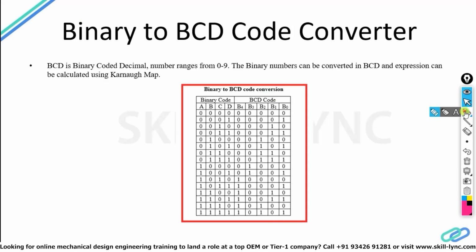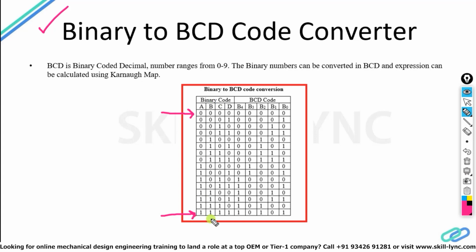So the next thing is the binary to BCD code converter. Now, you have a binary number and you want to convert it into BCD numbers. Let us see how we can proceed. We know that BCD numbers are only from 0 to 9. Because we are taking a 4-bit binary number, we have to take all the possible combinations starting from 0 to 15. A total of 16 possible combinations will be there, 0 to 15.